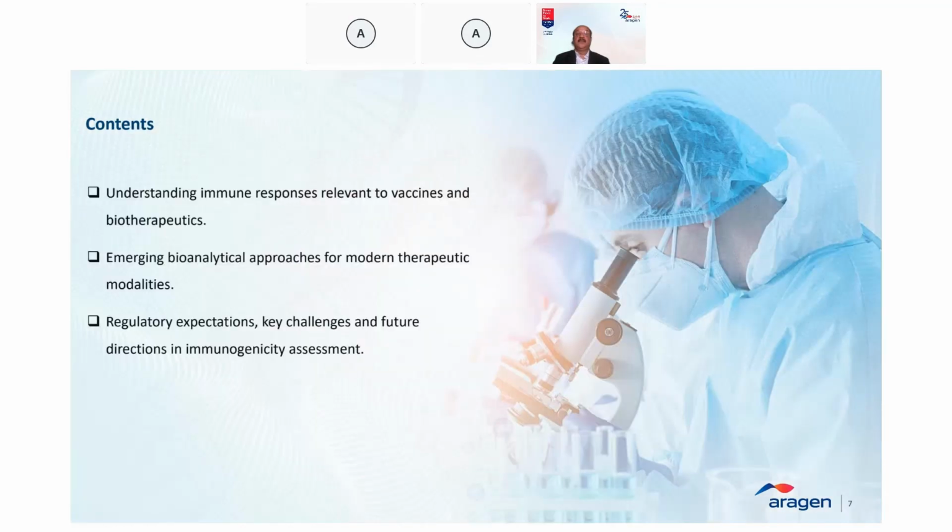In today's presentation, we are going to cover these topics. We are trying to understand immune responses relevant to vaccines and biotherapeutics, emerging bioanalytical approaches for modern therapeutic modalities, and the regulatory expectations, key challenges we face, and the future directions in immunogenicity assessment.